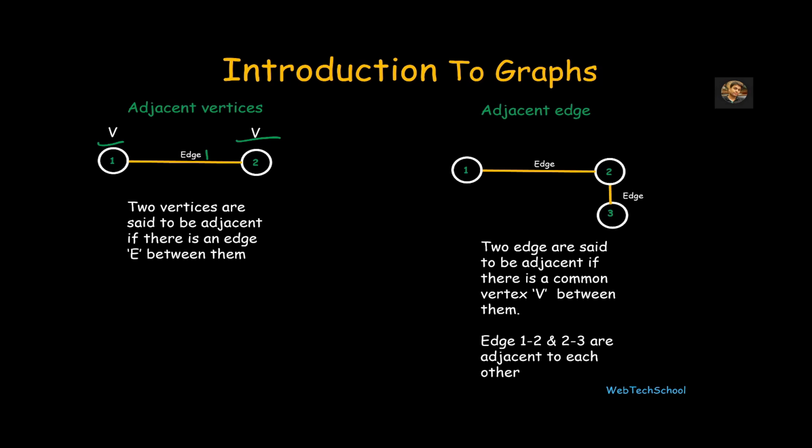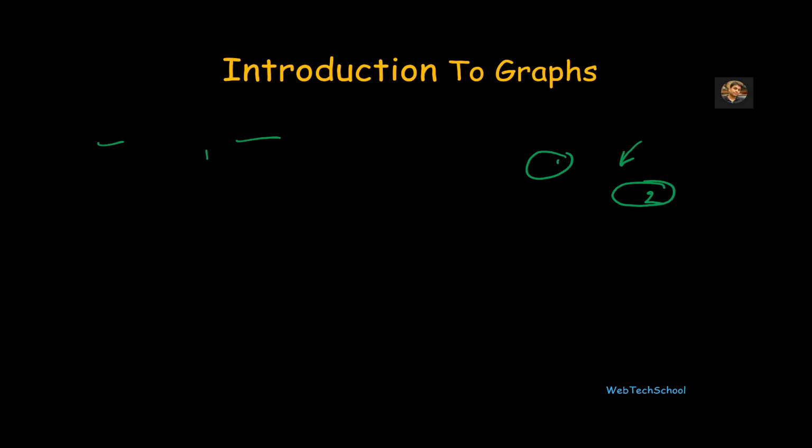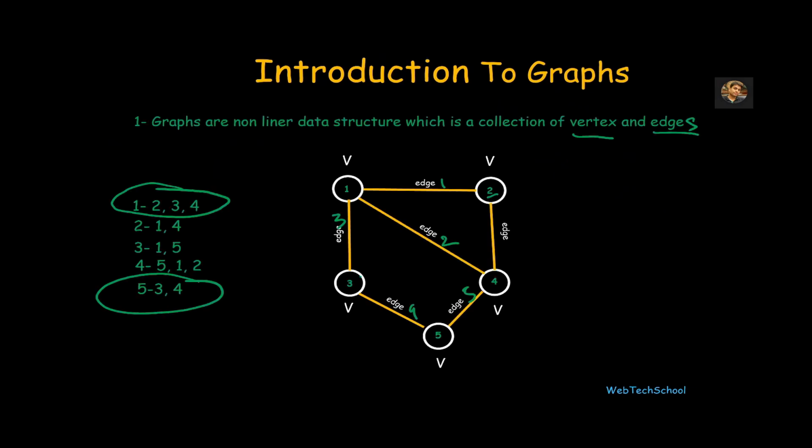The next one is adjacent edges. Two edges are said to be adjacent if there is a common vertex V between them. So considering this example, let's say we have edge 1 and edge 2, and vertex 2 is common between edge 1 and edge 2. So these two edges can be called adjacent edges. Same with the previous example, vertex 4 is common between edge 2, edge 5 and edge 6. So we can say edge 2, edge 5 and edge 6 are adjacent edges.